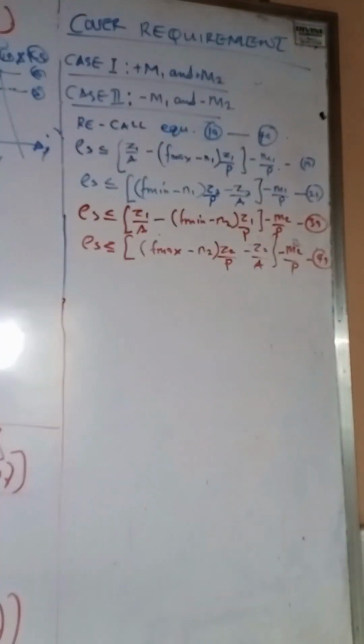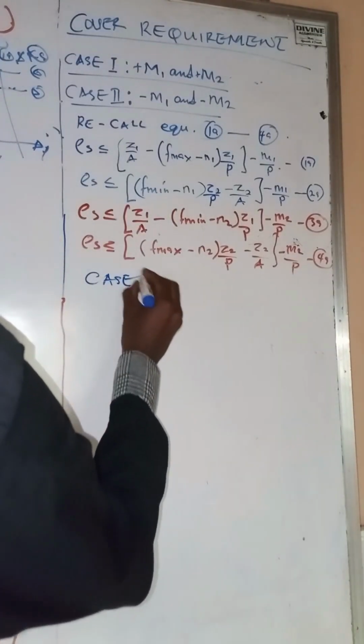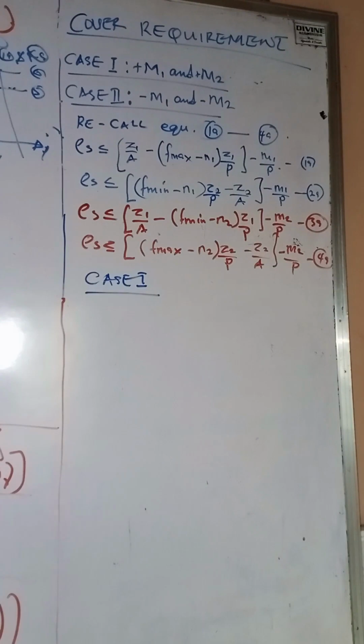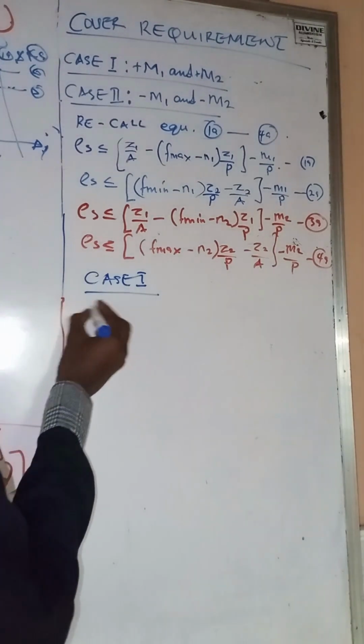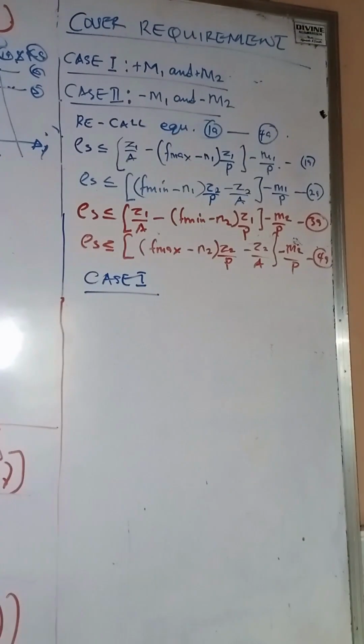Case one is where we have M1 and M2 positive, and case two is where we have M1 and M2 negative. Starting with case one, it is peculiar to a simply supported beam where you have sagging moments all throughout the span of the beam. And of course, we know that the maximum cable eccentricity is K1. Let's start with equations 3A and 4A, which are the upper limits to cable eccentricity.